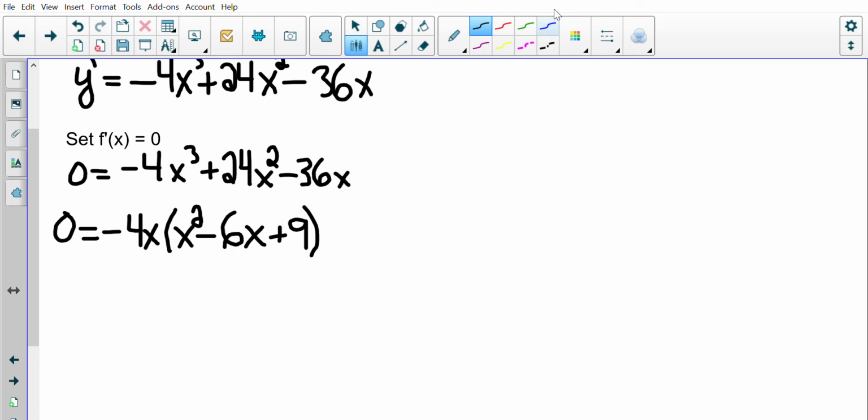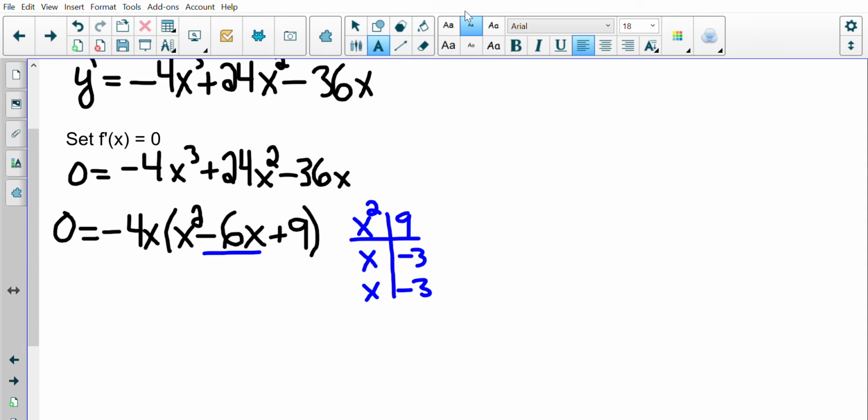Now I've got a nice little quadratic here in brackets, so I'm going to try to factor it. So I'm going to, again, use my chart method, x squared here and 9 here. Anytime it's x squared, it's going to be x and an x. For 9, I'm going to go with a negative 3 and a negative 3. So when I cross multiply again, I get negative 3x plus a negative 3x. That gives me my minus 6x. All right, so I've got my equation fully factored, where negative 4x is one factor. The other factor is x minus 3, and then the other factor is also x minus 3.